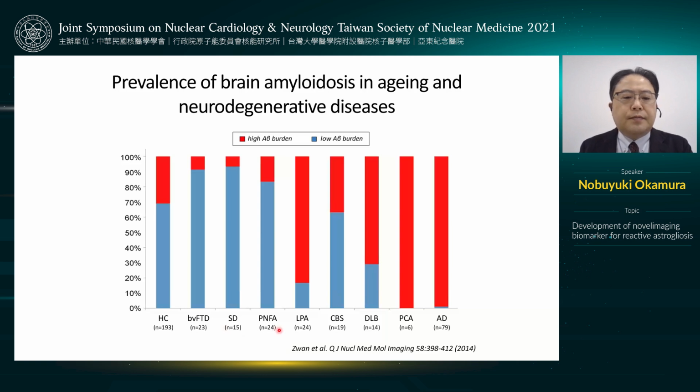Amyloid PET is not useful in the differential diagnosis of DLB with AD, because more than half of DLB patients also show amyloid deposition. So when we examine all the patients, we should be aware of the possibility of asymptomatic amyloid beta deposition in all disease conditions.